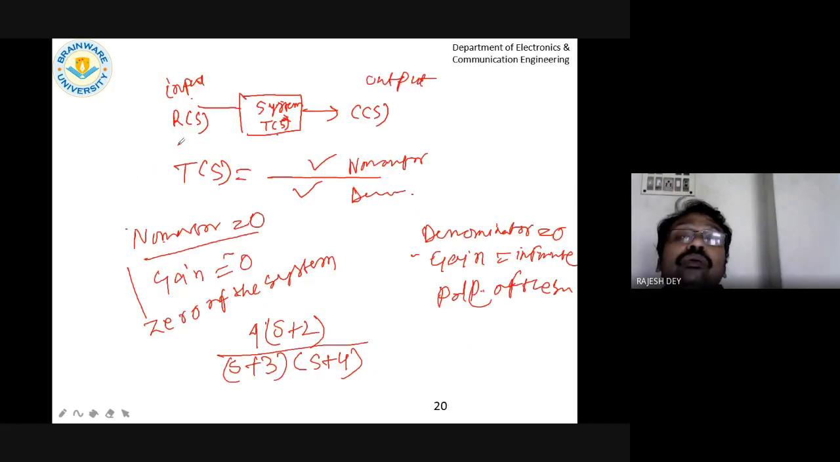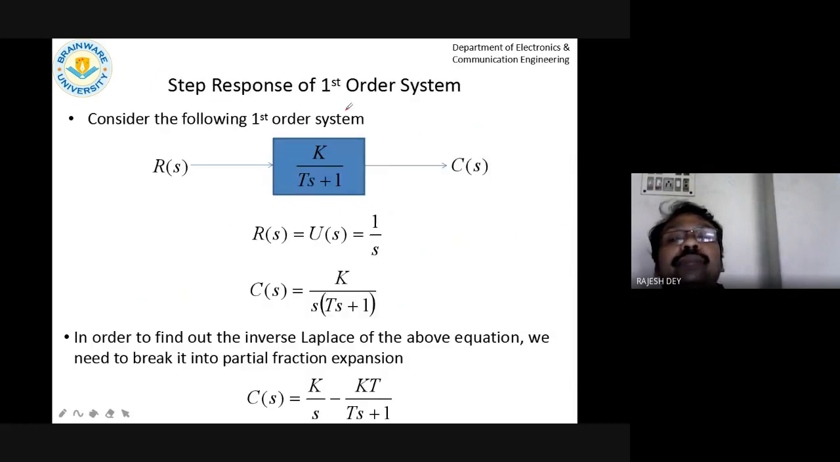Now let us take an example: the step response. We go for the first order system, a simple case. You may ask what the calculation will be for a second order system. That is not required yet, so we go for the simple one. Take an example of a first order system. Suppose the transfer function of a system is T(s) equal to K by Ts plus 1.